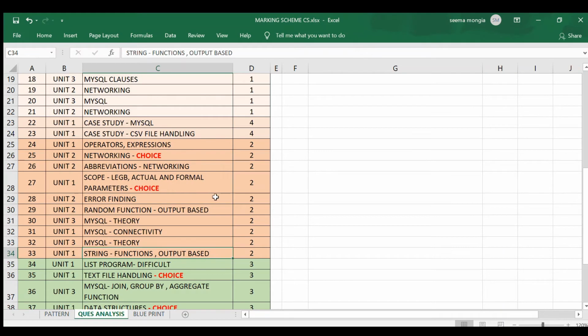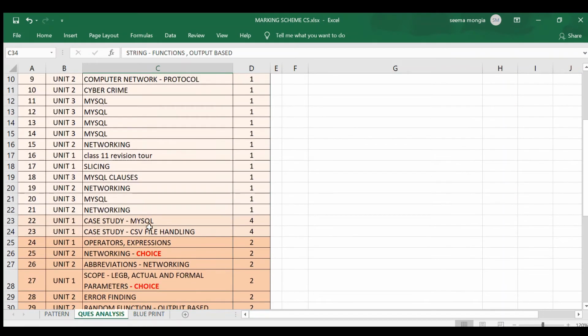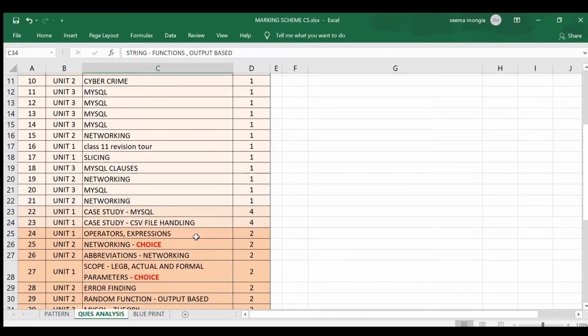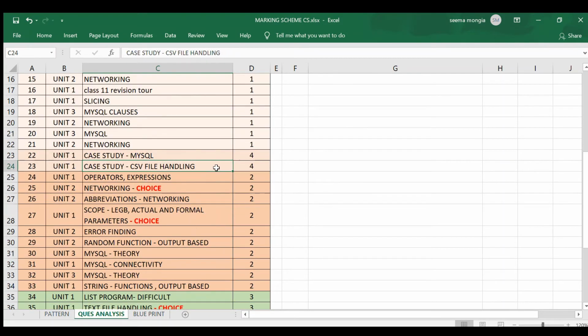Now, coming on to the 2 case studies, I have already told you these 2 case studies are covered as 4 marks each. Both of them are compulsory. Both of them will have 5 questions, out of which 4 need to be attempted. One will be from MySQL and another will be from CSV file handling. So you can see here that file handling has been covered in a 4 marker question.